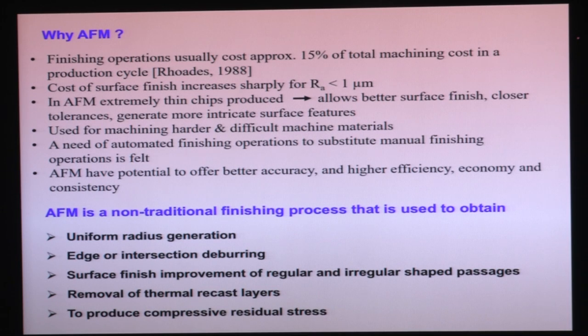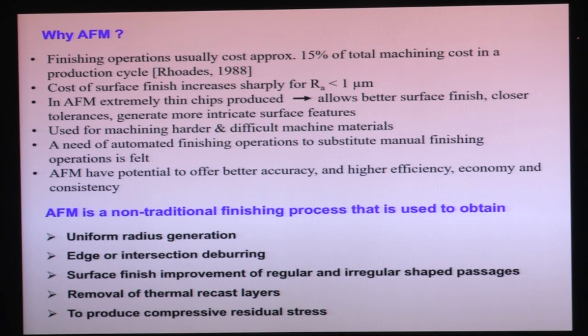So why are we going for the AFM process? Because nowadays the cost of polishing any component consists of 15% of the total manufacturing cost. So it is very high. The cost of surface finish sharply increases when surface roughness is less than 1 micron. So when surface roughness is less than 1 micron, the surface finishing cost also increases tremendously.